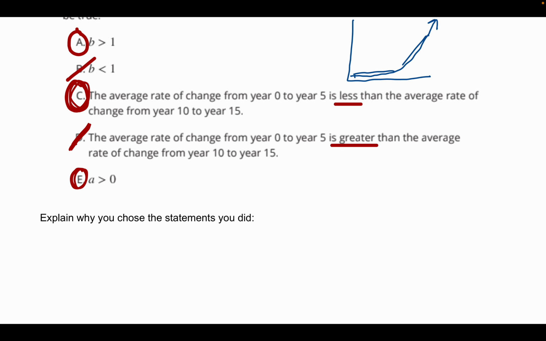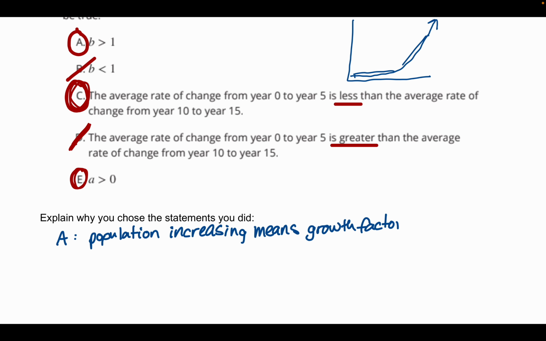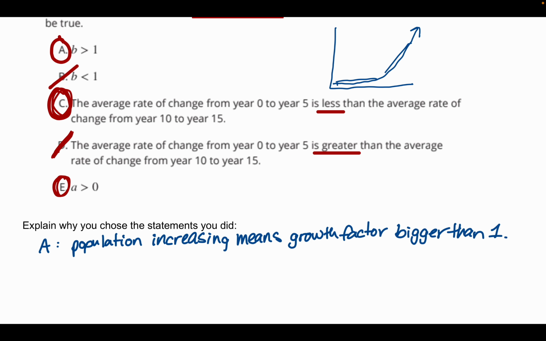So I'm going to say for A, population increasing means growth factor bigger or greater than 1, because that's what we would need in order for it to increase.